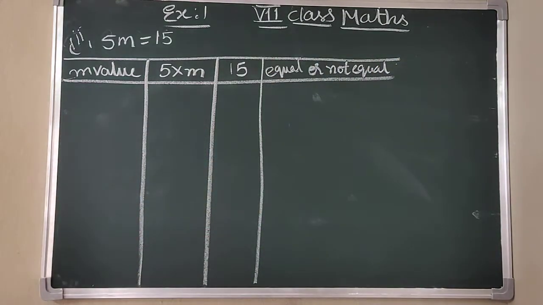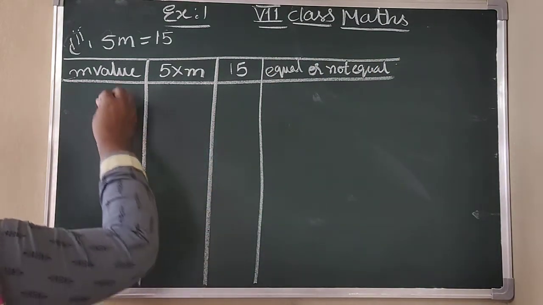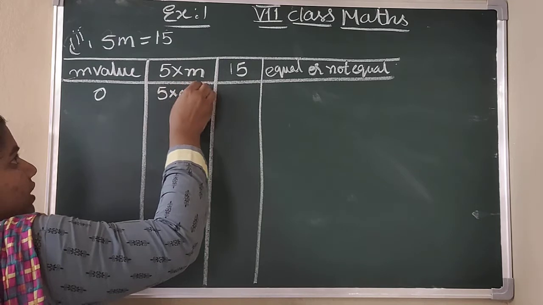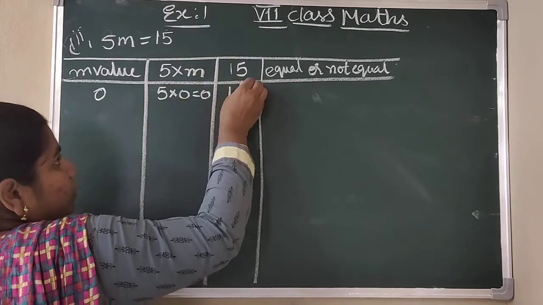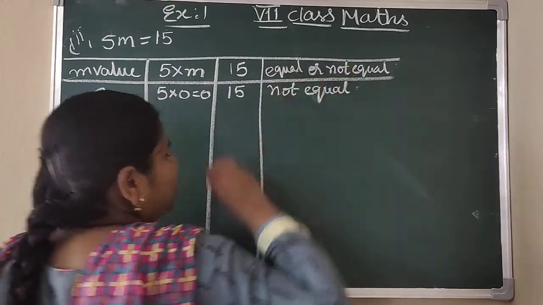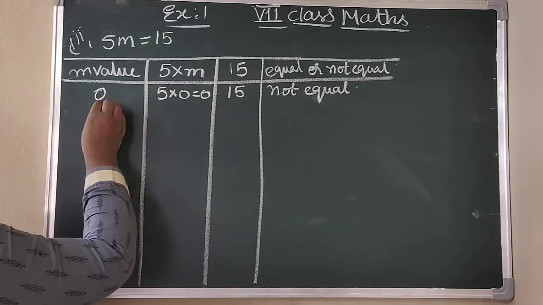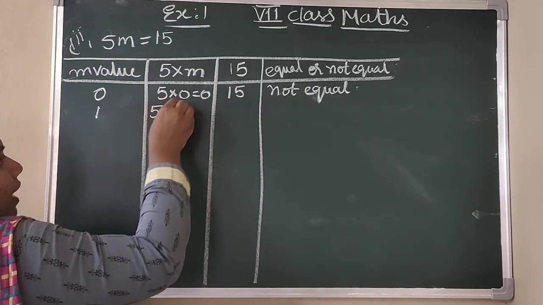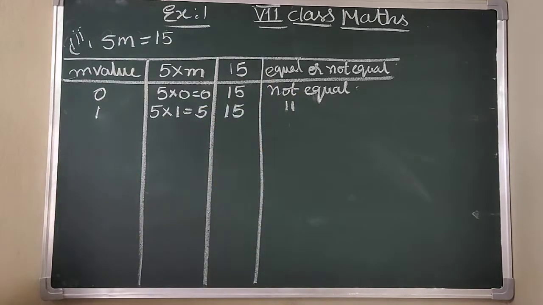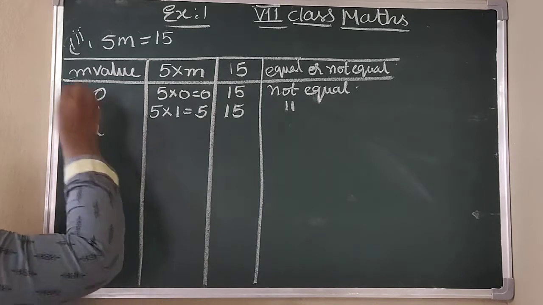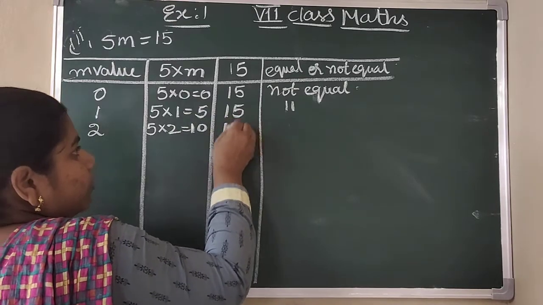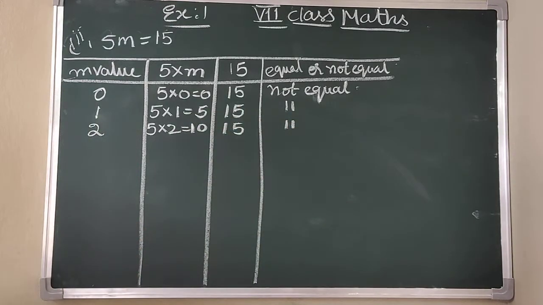First I am starting the m value from 0. If you substitute 0 in place of m, then 5 into 0 equals 0. 0 is not equal to 15. So what do we have to write? Not equal. Now I am substituting 1. So 5 into 1 equals 5. So 5 is not equal to 15. So not equal. Next, substitute 2 in place of m. So 5 into 2 equals 10. So 10 is not equal to 15. So write it as not equal.